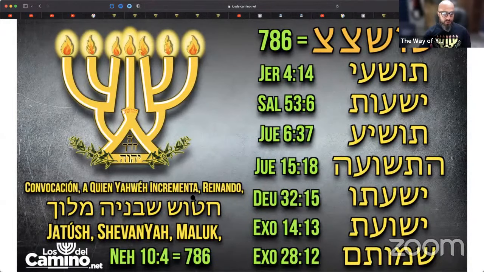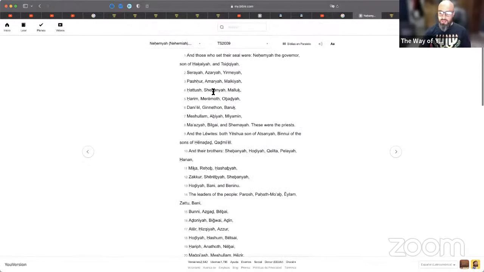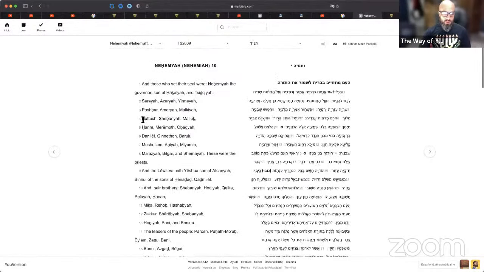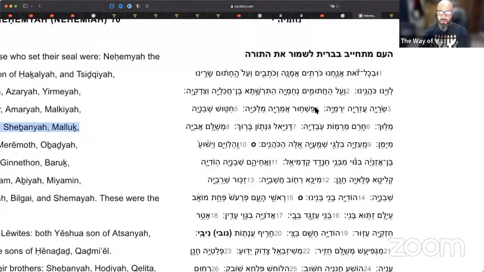On the left, we have Nehemiah. Oh, look at that. How perfect, right? We finish reading the book and we find a connection with the logo right there. Nehemiah 10, and we actually did this. So anyways, Nehemiah 10:4. This verse for Hatush, Shebaniah, Maluk. Those three names added together have the same numerical value as the numerical value of the logo. That is verse 4. We have it here.